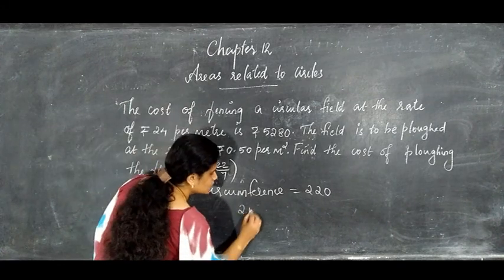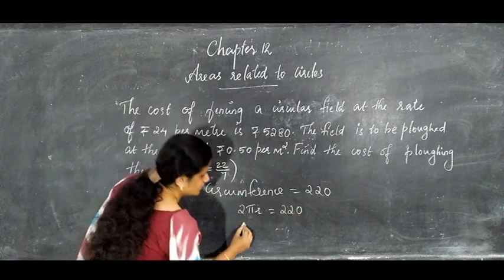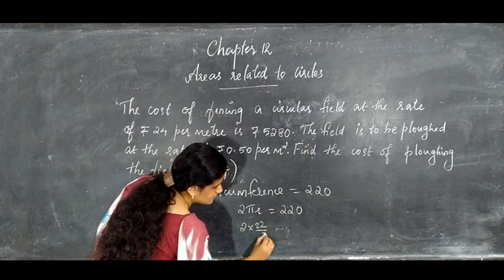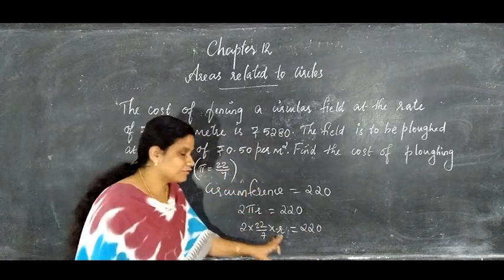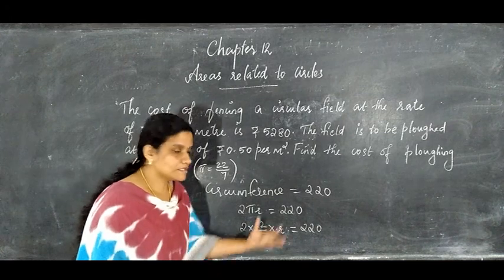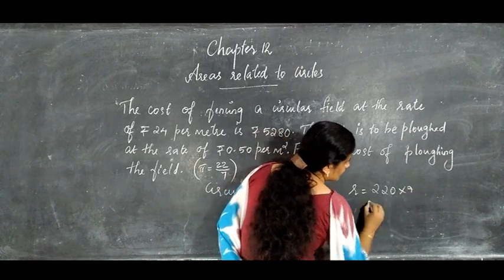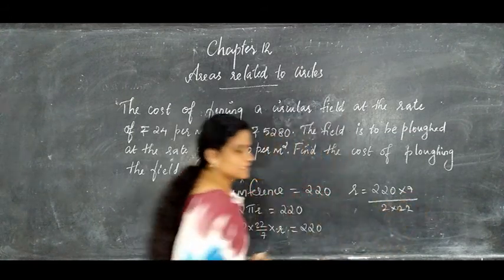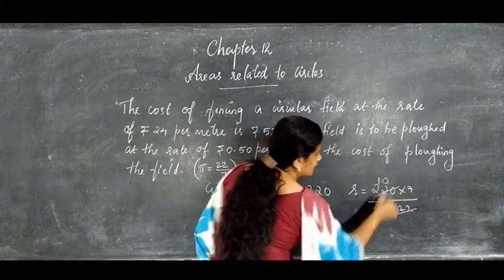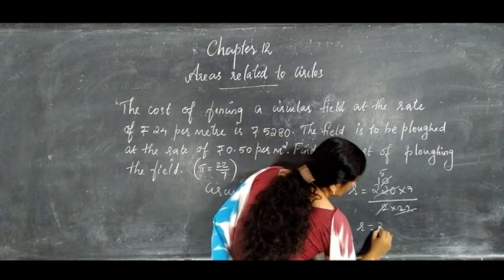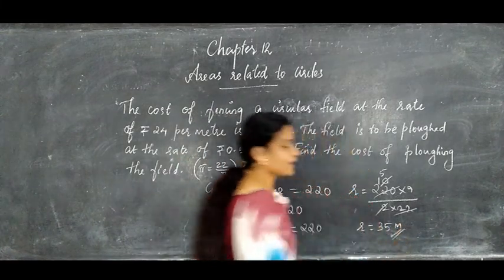So how can we write? 2 pi r is equal to 220. So from here, 2 into 22 by 7 into r is equal to 220. Here we have to find the radius. So we can take all of the terms to the other side. So what you will have? r is equal to 220 into 7 divided by 2 into 22. So here we can cancel it. How much? 10. Again 5. Therefore r is equal to 35. So we got the radius is equal to 35 meter.